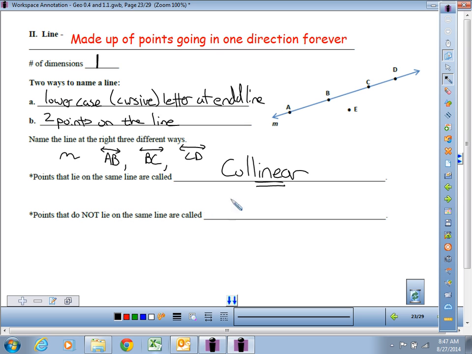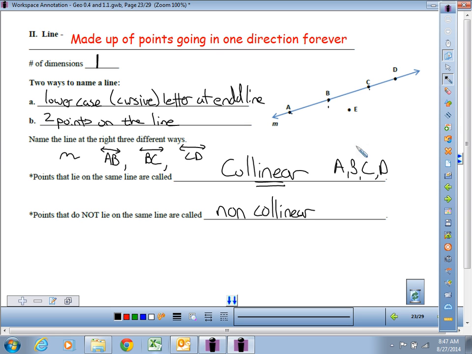All right, now, collinear points that lie in the same line. That would be A, B, C, and D in this. All four of those points up here are collinear. Now, the one that's not collinear with those points would be E. So what we say is that is non-collinear. So we have all these points up here. E would be non-collinear with A, B, C, and D.